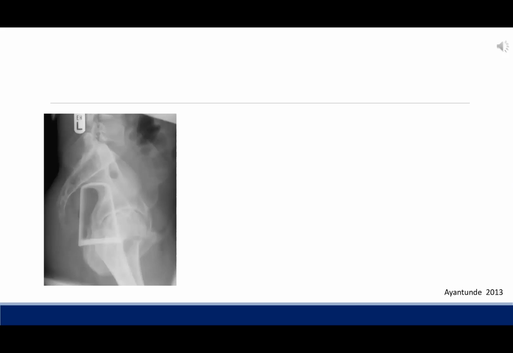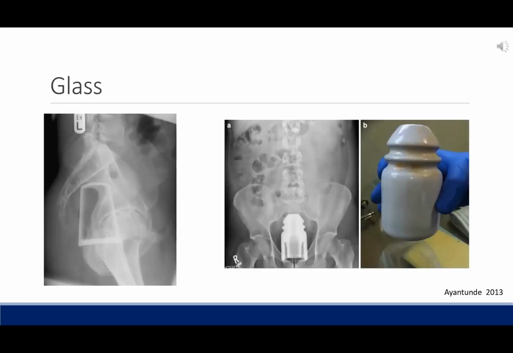Here a glass similar to the one in the JAMA article from 1919 and a jar. The jar was inserted by a 41-year-old man. It was successfully removed under anesthesia using obstetric forceps.